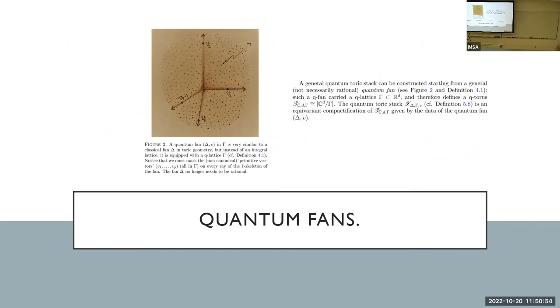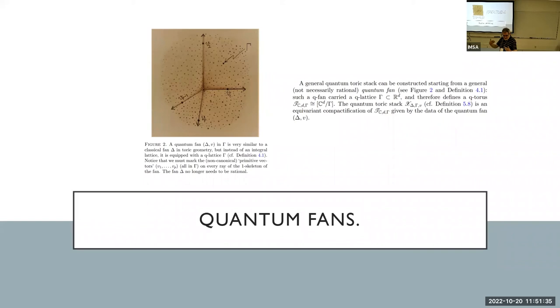A general quantum toric stack can be constructed starting from a general, not necessarily rational, quantum fan. Now this is very nice. In the past, we had this Diophantine condition for the fan. Generally, the quantum torus has the rational-irrational dichotomy. Now we will have the rational-irrational dichotomy. If everything is rational, then we get the classical theory. As soon as the fan is irrational, we get a quantum toric stack that is not a classical toric variety. It's bona fide and non-commutative.